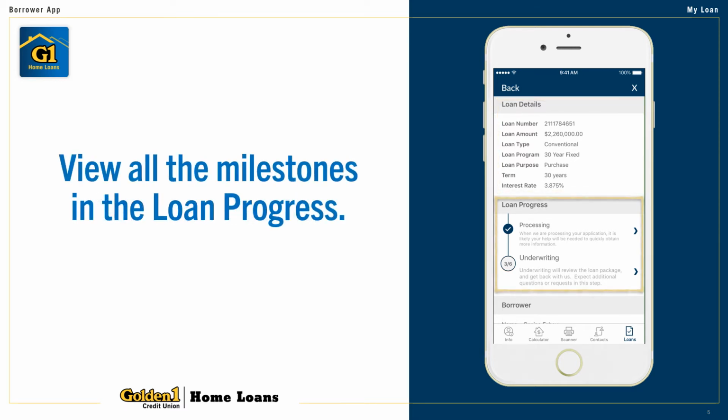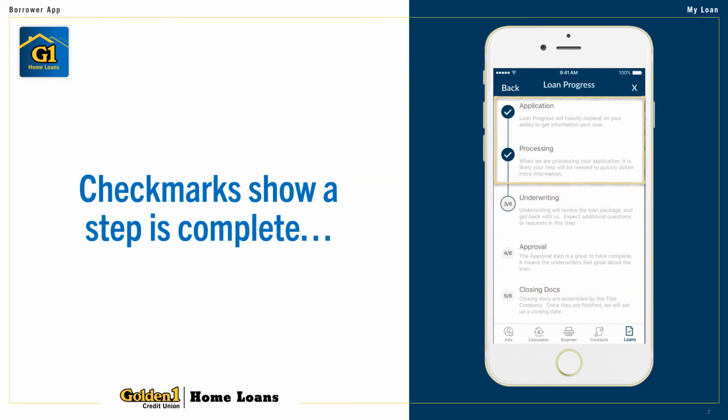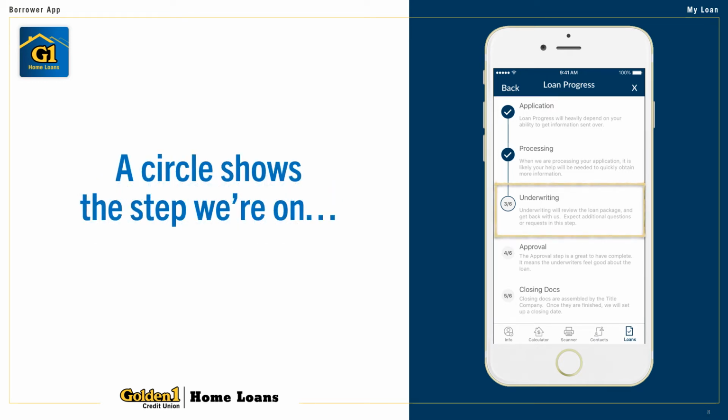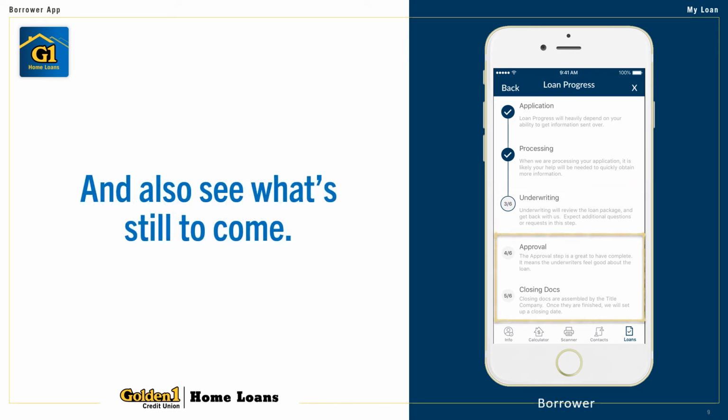You also have real-time access to your loan progress, also referred to as milestones. If you would like to see the complete milestone timeline, tap in this section. From here, you will see the complete milestone list. When an item is completed, there will be a checkbox next to that milestone. The item that is circled indicates the milestone that is currently being worked on. Any remaining items are steps that are yet to come.